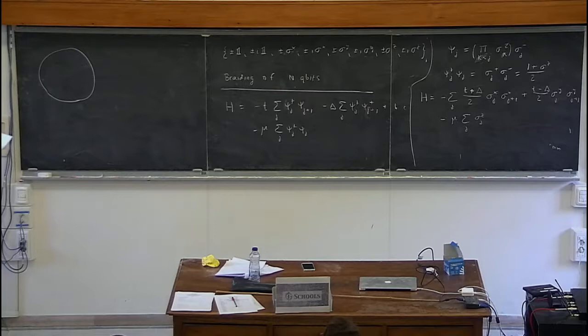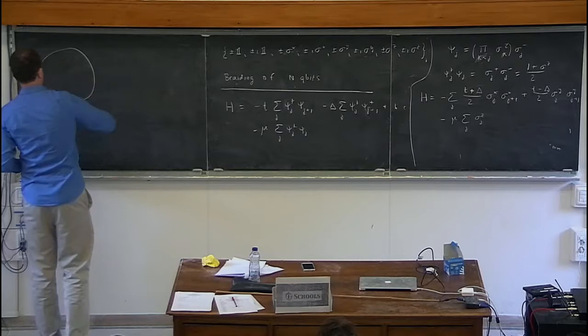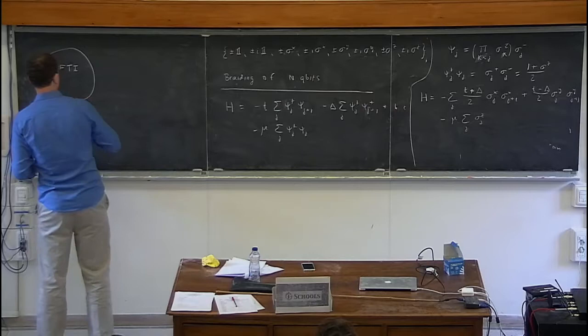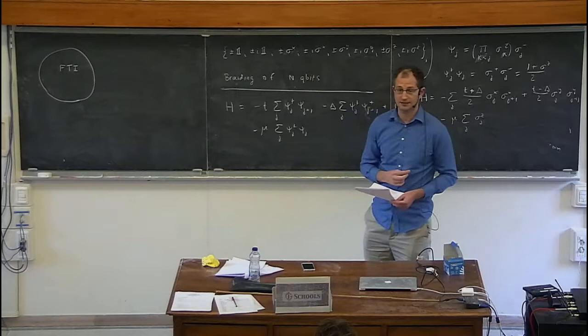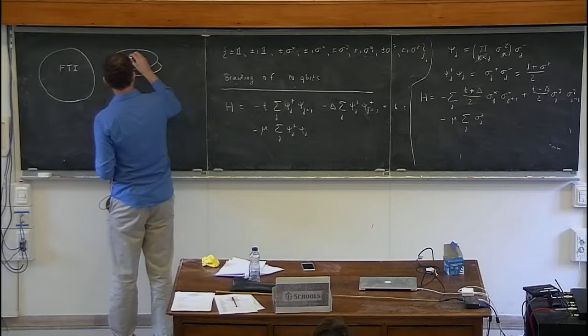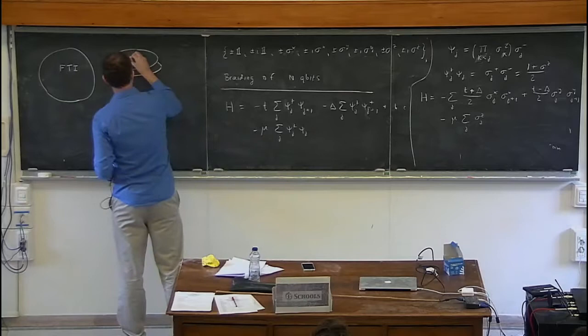The example I'll discuss is what I'll call a fractional topological insulator. We've just discussed topological insulators in the last lecture, so this is just a fractional generalization of that. Think about two layers of fractional quantum Hall state, basically a Laughlin state. This layer has a filling fraction of 1 over m, where m is odd.